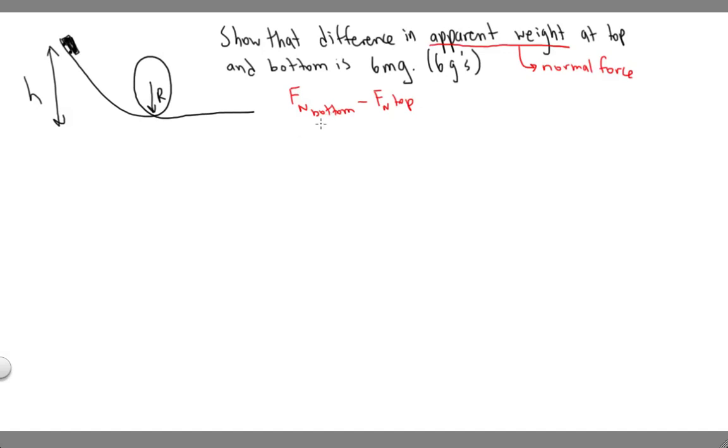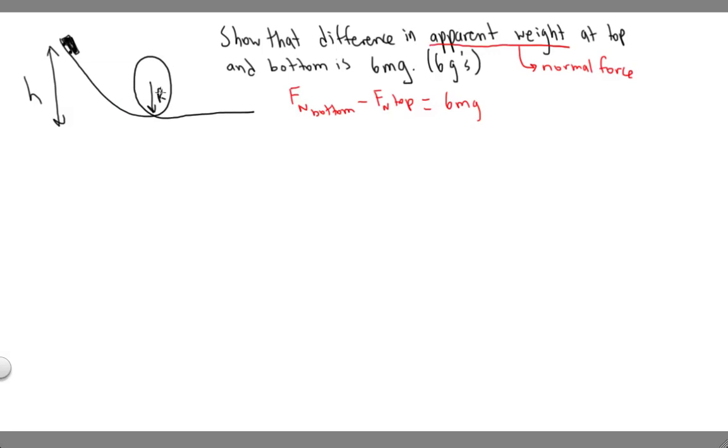You have that experience when you're on a roller coaster. When you're at the top of the loop, you have a feeling of weightlessness. So we know that weight should be less, so we're going to subtract that from the bottom. We should get 6 mg. Now let's go through the steps to figure this out.